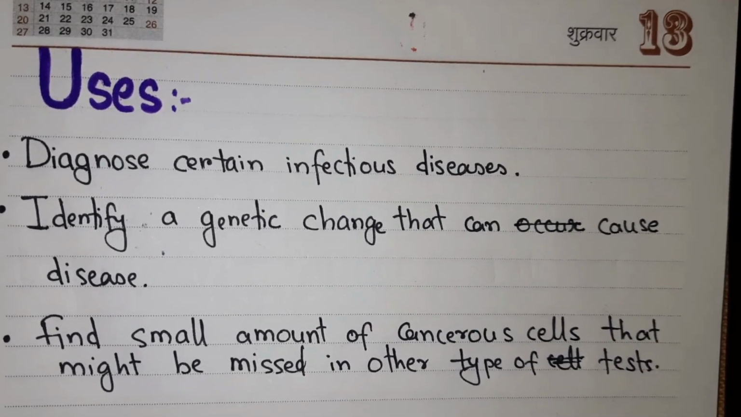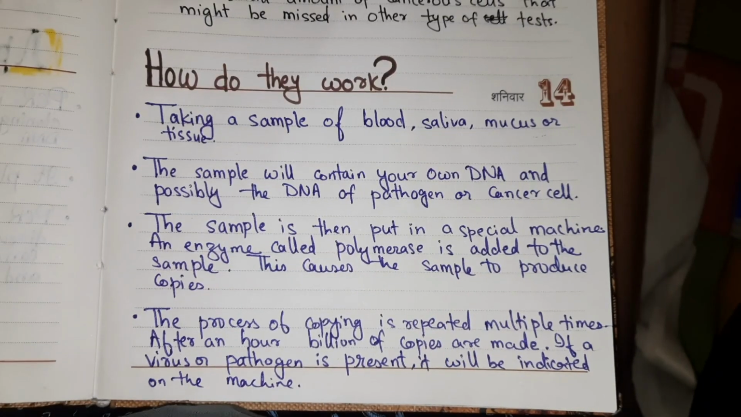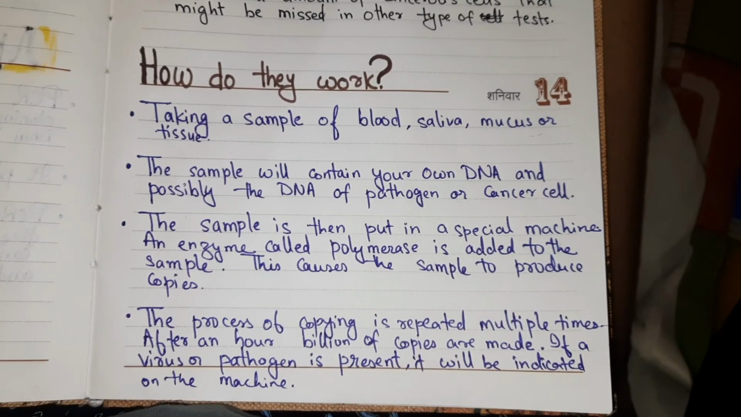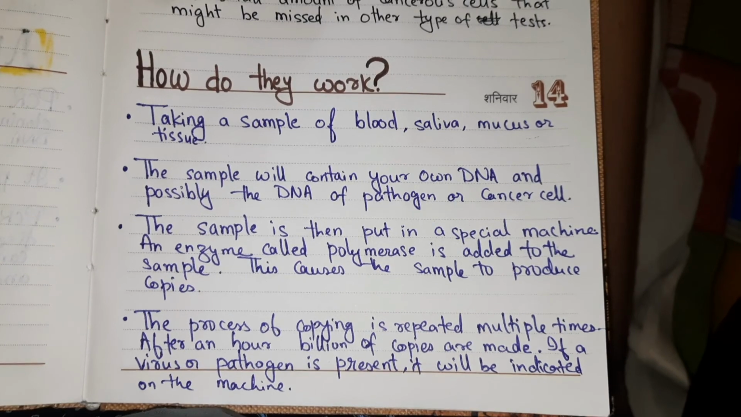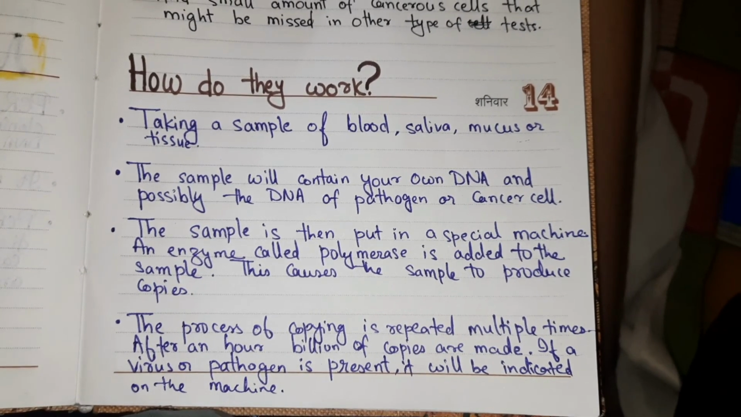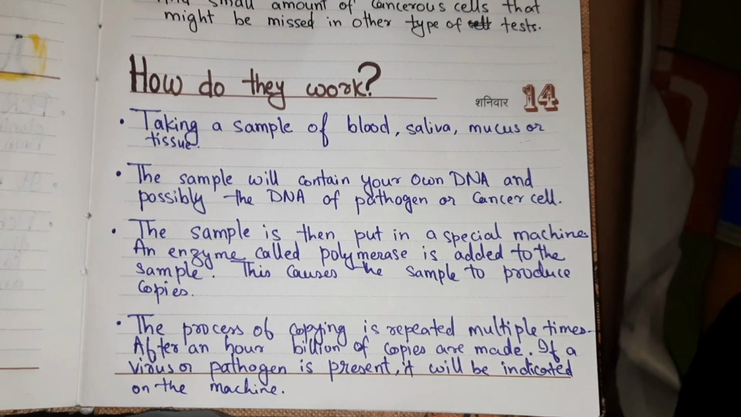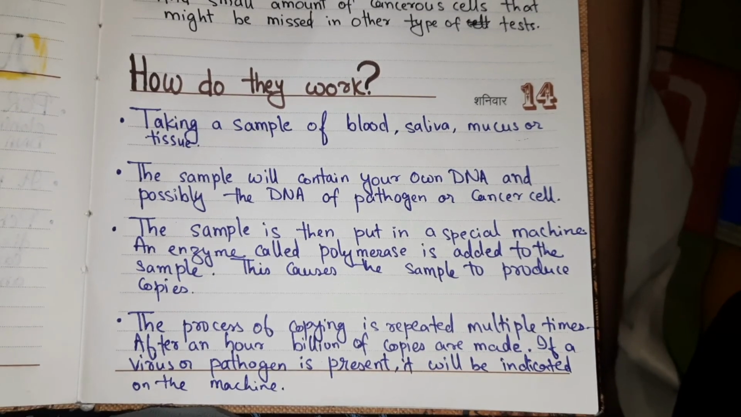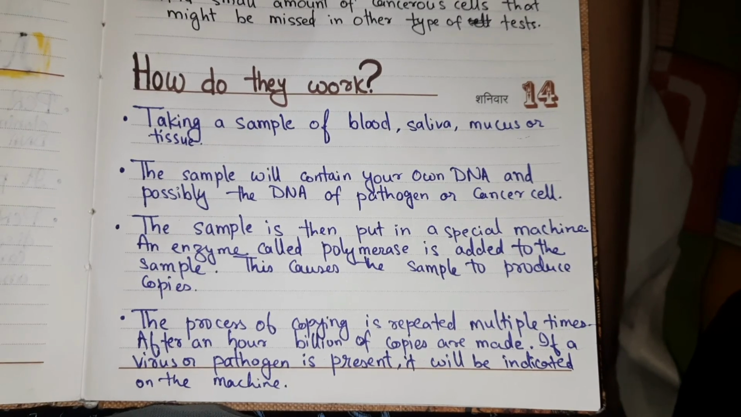Now how does it work? About its working principle, we need to take a sample of blood, saliva, mucus or tissue, from where we can extract the DNA. The sample will contain your own DNA, of course, and possibly the DNA of a pathogen or cancerous cell.